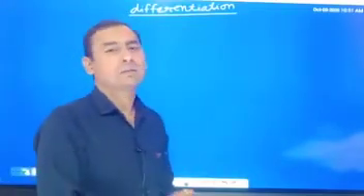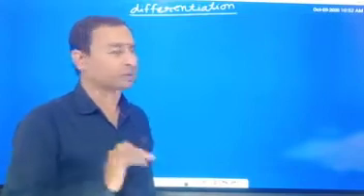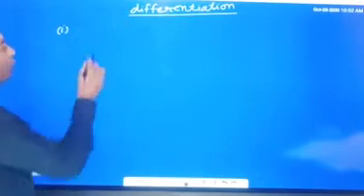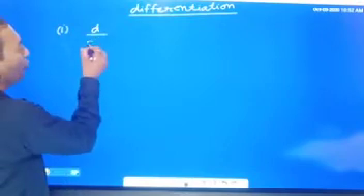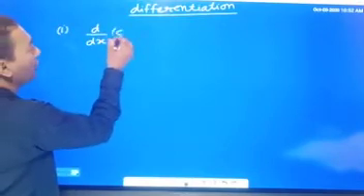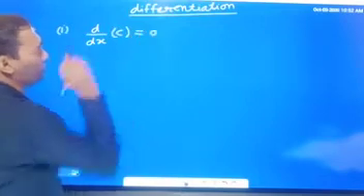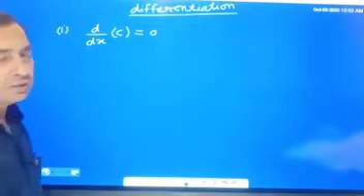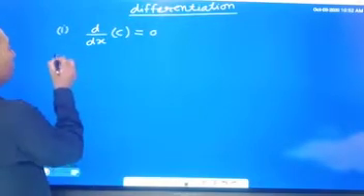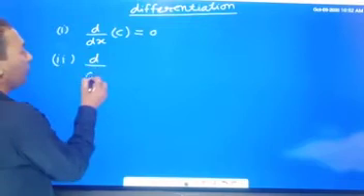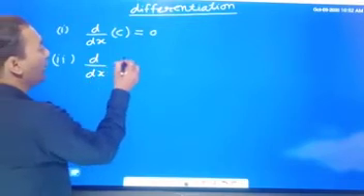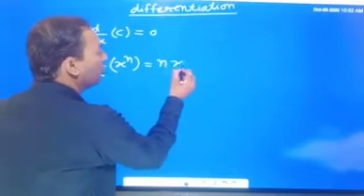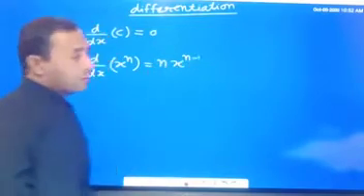Today we take some other formulas for differentiation. Number 1, again, we have already told you this formula: differentiation of any constant quantity is always zero. C is a constant quantity, then differentiation of c is zero. Number 2, d upon dx of x to the power n is n x to the power n minus 1.